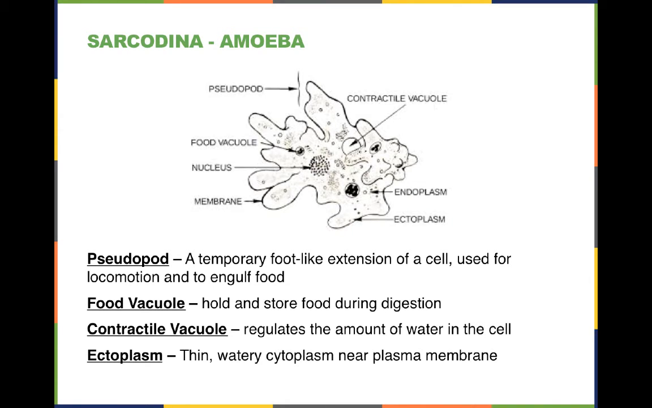Within the cell is a thin watery cytoplasm that is generally near the membrane on the inside. It's called the ectoplasm. And this is as opposed to the endoplasm, which is a more dense centrally located material that's on the interior of the cell. And so this is the arrangement of the organelles within the amoeba.